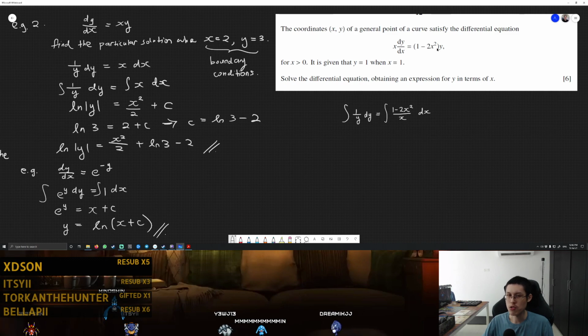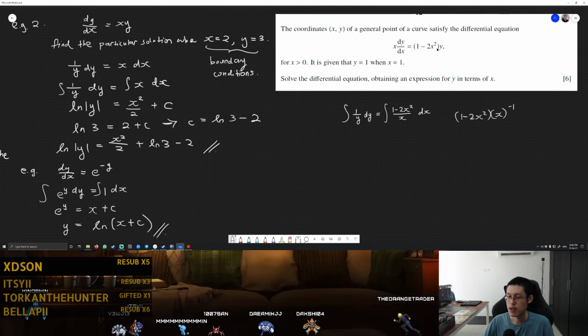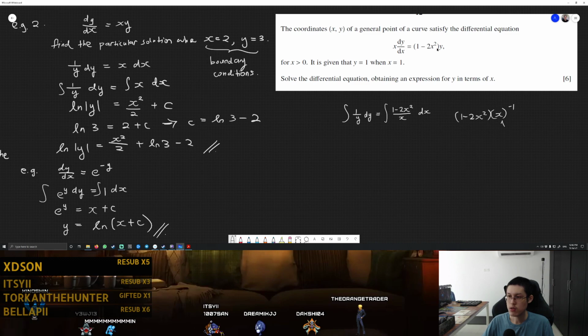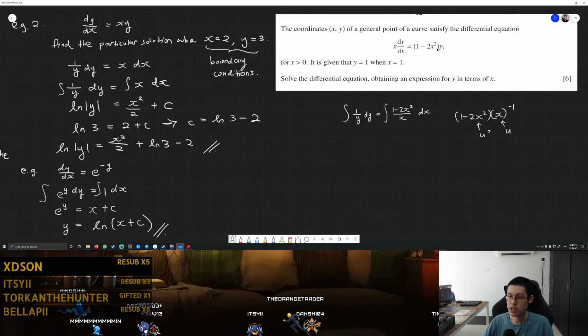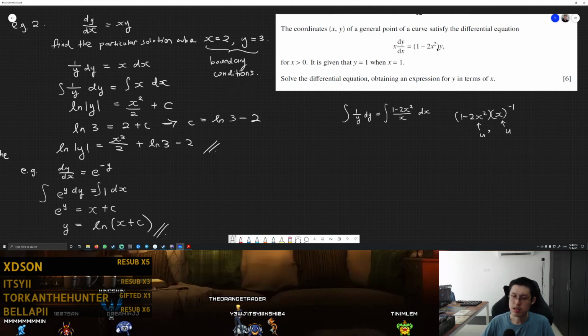So usually what you want to do is try to write it in this form, 1 minus 2x squared, and then x, and then minus 1. And then with a power that is not 1, you can try to substitute it and see whether you would get u prime out here, whether differentiating the thing inside the bracket will give you the thing outside the bracket. In this case, it doesn't. So you can't use integration by substitution.